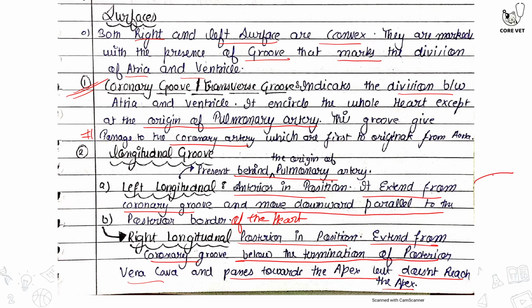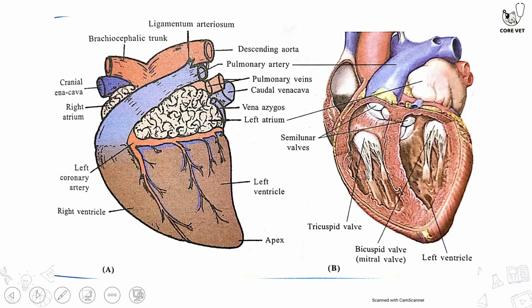So what we have to see is that the right longitudinal groove extends below the posterior vena cava, from the posterior vena cava towards the apex. If this is the apex, then it will run towards the apex, but does not reach the apex. So that's the point that we have to remember.